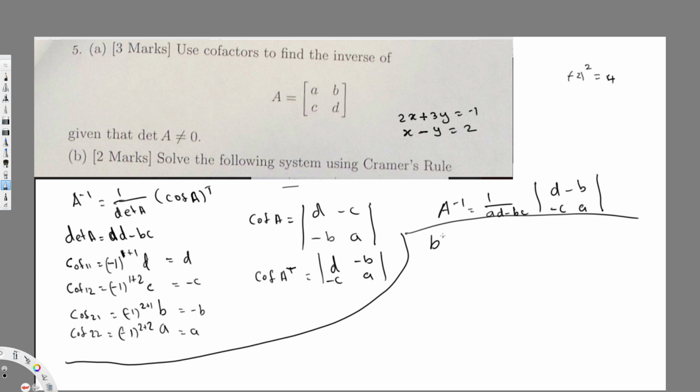Now I'm going to begin the B part. In this kind of question, it's better to take the matrix form to avoid confusion. So I take the matrix form first. It's going to be 2 3, 1 minus 1, and this is going to be minus 1, 2, like this. I have to find x and y, that's the main question. This is Ax equal to b.